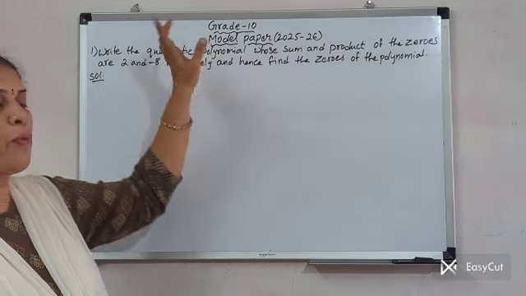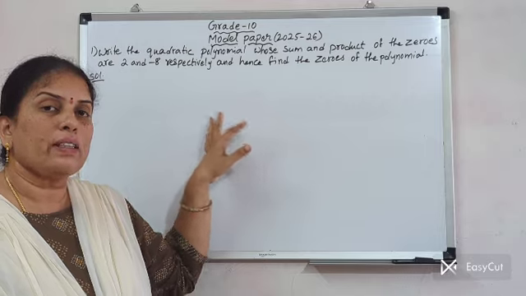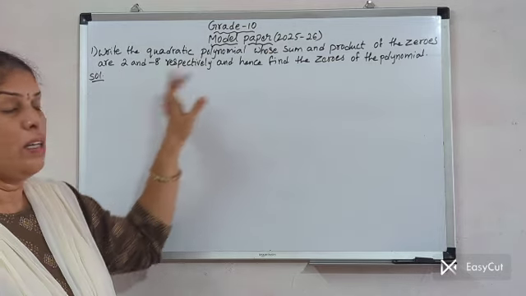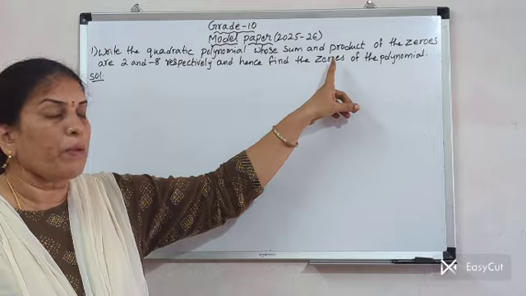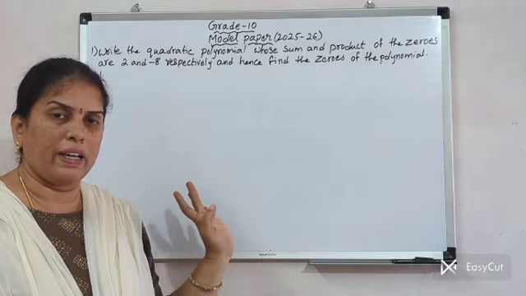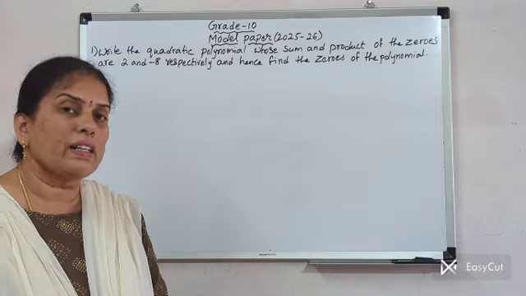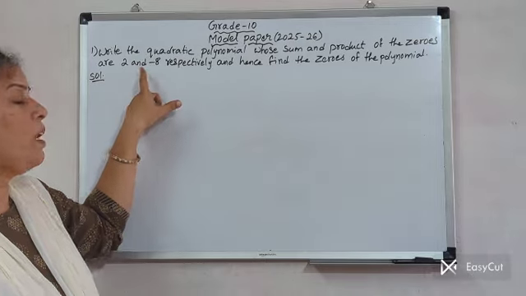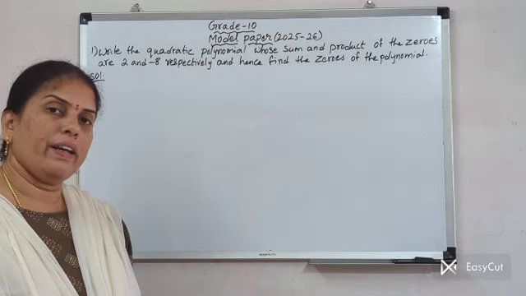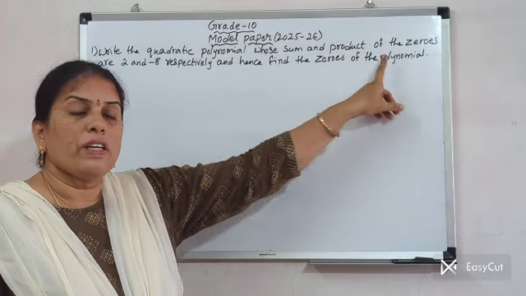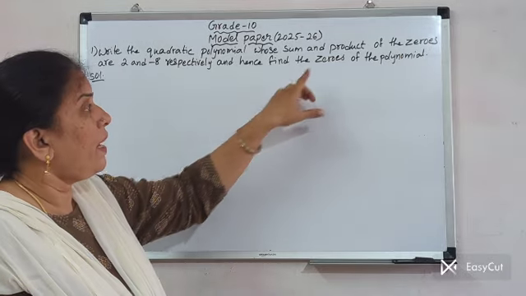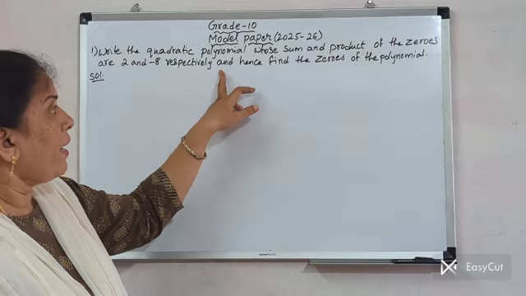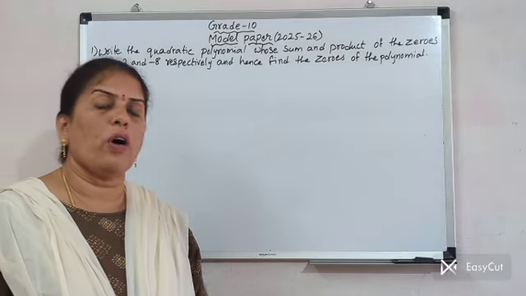They asked to write the quadratic polynomial whose sum and product of the zeros are given. They have not given the direct zeros of the polynomial. Sum and product of the zeros of the polynomial are 2 and minus 8. The sum of the zeros of the polynomial is 2. Here the product of the zeros of the polynomial is minus 8 they have given. Okay, and hence find the zeros of the polynomial.